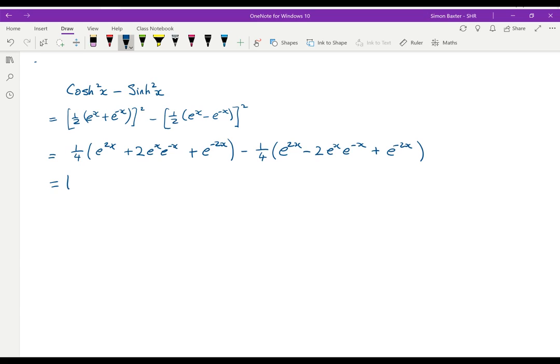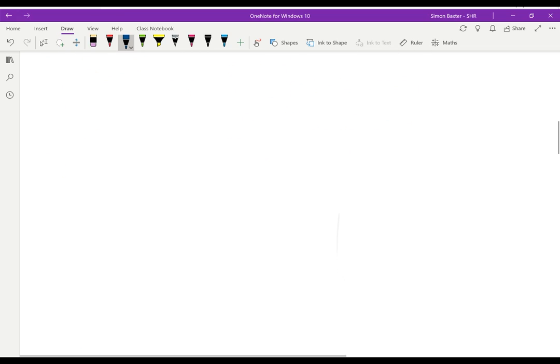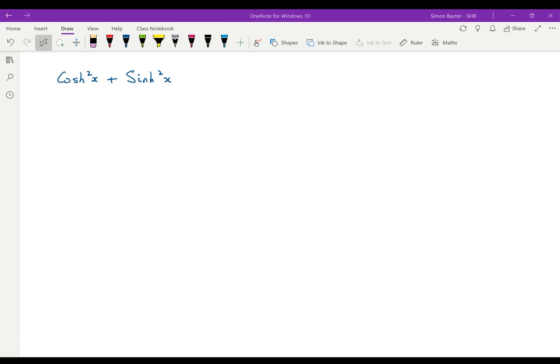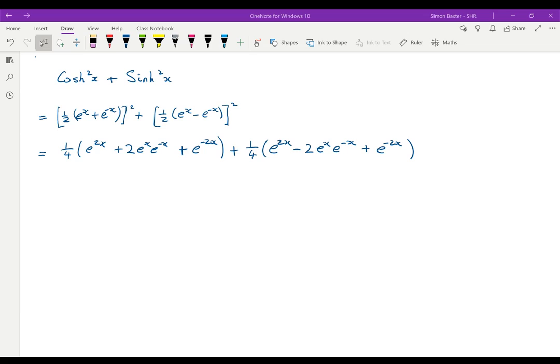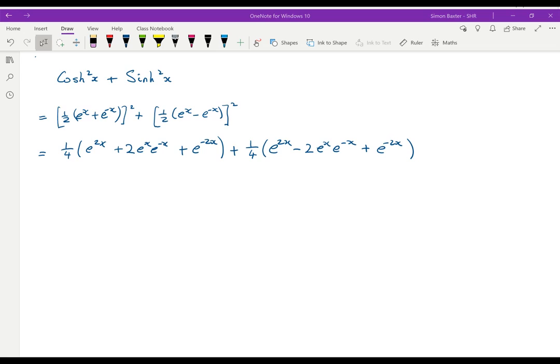It really raises the question now, what happens if we look at cosh squared x plus sinh squared x? Just pause the video and have a go at that one. See what comes out for that. Well, I've done the first couple of lines for you. Let's see where this takes us.